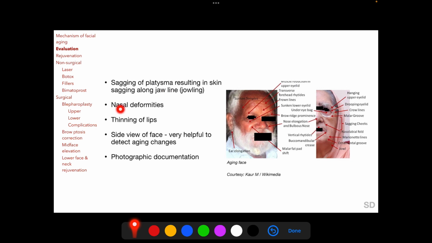Nasal deformities and thinning of the lips should be looked for, and a side view of the face is very helpful to detect aging changes. Photographic documentation is absolutely essential before any aesthetic intervention.